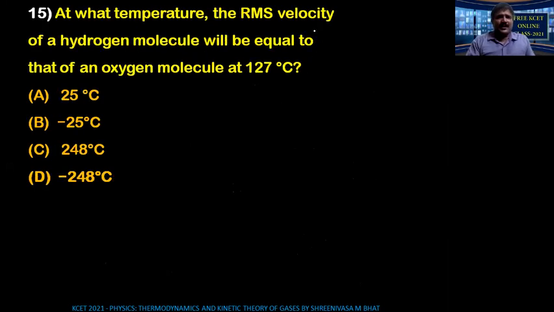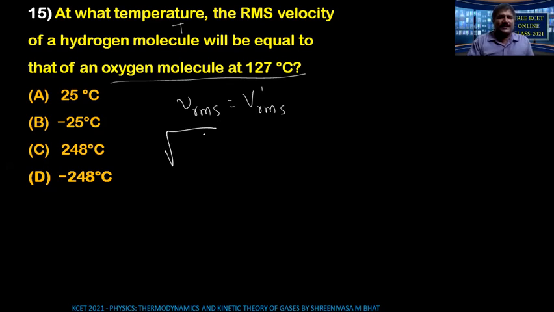At what temperature the RMS velocity of hydrogen molecule will be equal to that of an oxygen molecule at 127 degrees Celsius? So oxygen molecule RMS velocity is equal to, at some temperature, say T, RMS velocity of hydrogen. So that is the question. The question is one sentence, but the logic you see, RMS velocities are same. So VRMS equal to V dash RMS. Two gas molecules have same RMS velocity.